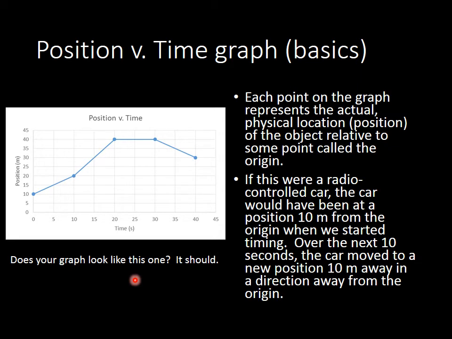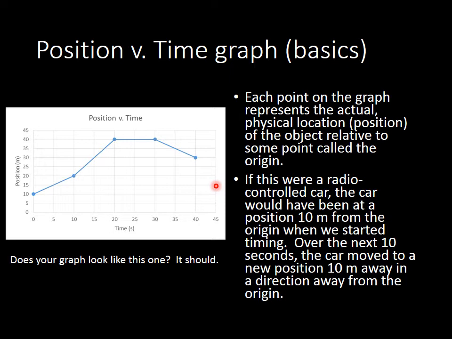All right, so everybody's back with me now, and you should have a graph, and it should have a general shape that looks like this one. Now, the really basic things that you need to know about this graph is that first, each point on this graph represents the actual physical location, that's its position, of the object relative to the origin.